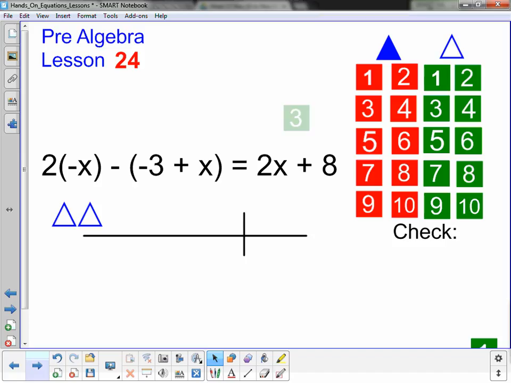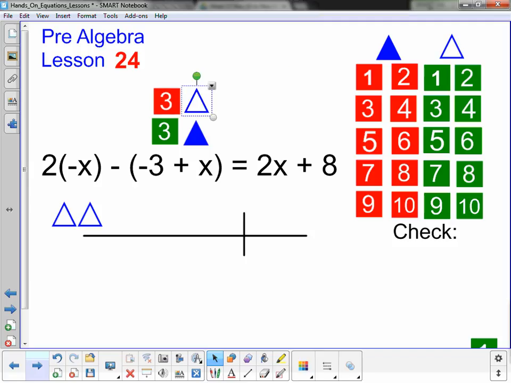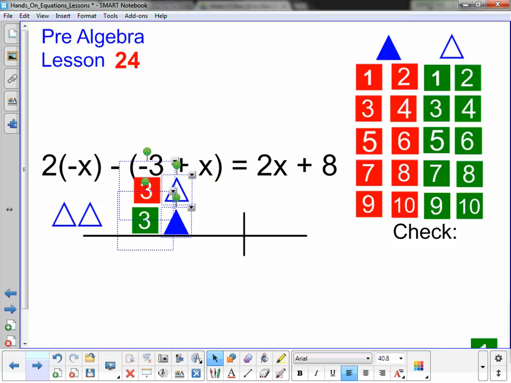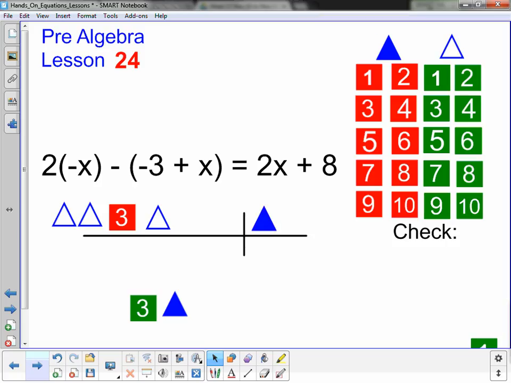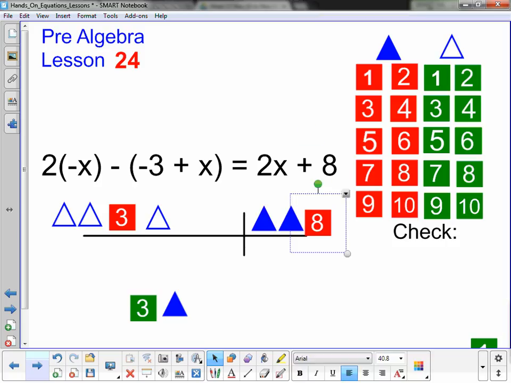Well, that is this. The only way I can take that away is if I have a 0. So I have to have this to go with this. So all of these come down here onto the line. Now I can take away these, and I'm left with this as my side. And then I have 2 x's and the red 8 and the positive 8. So those are my problems.